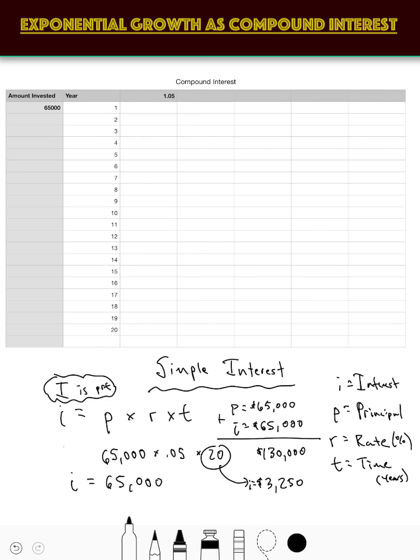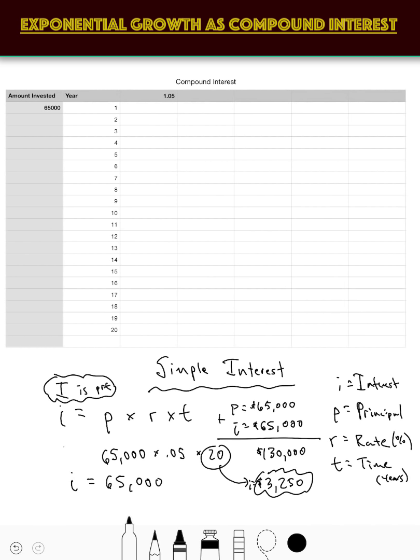Alright, compound interest is our table up above, and this works a little differently. With compound interest, it's not a fixed amount. So with simple interest, we had this $3,250, and after year 1, we made $3,250. After year 2, we made $3,250. It's the same amount, it's proportional growth, it's how much we make each year.